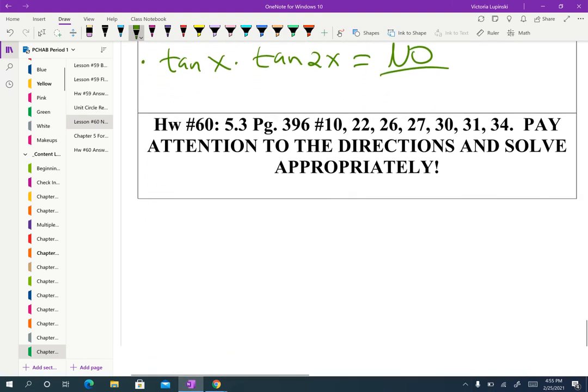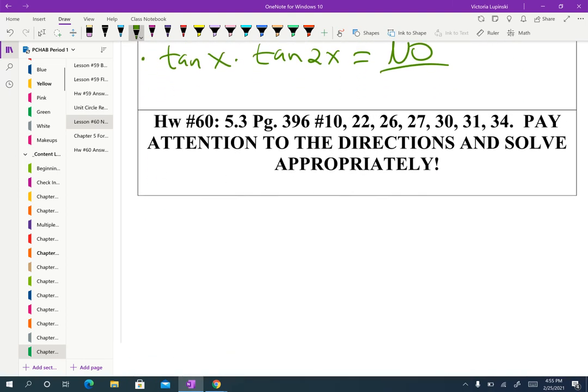So here is the homework for tonight, homework number 60. You're going to go ahead and try these 7 problems. Again, pay attention to the directions, whether it's general solution or 0 to 2 pi.